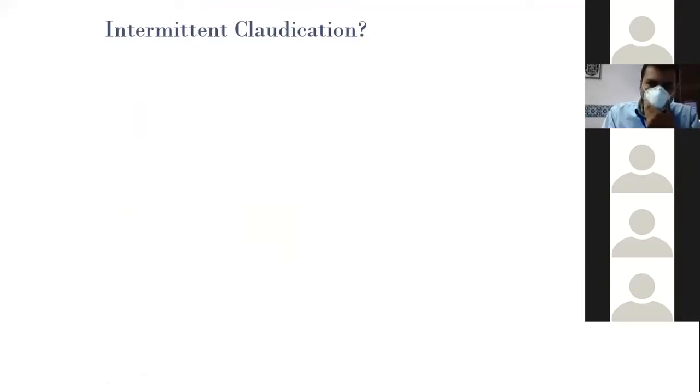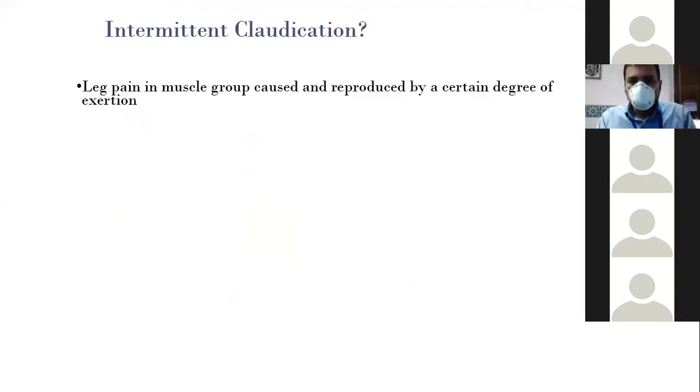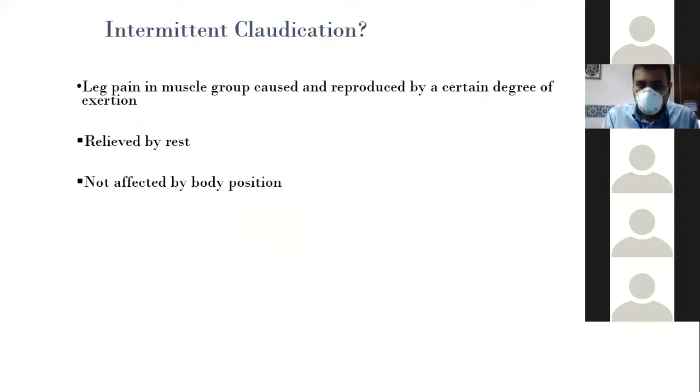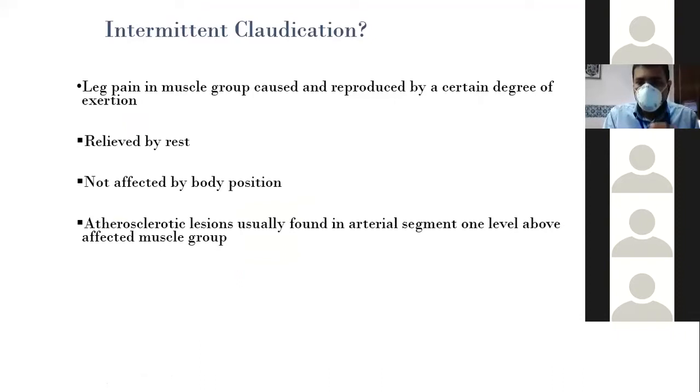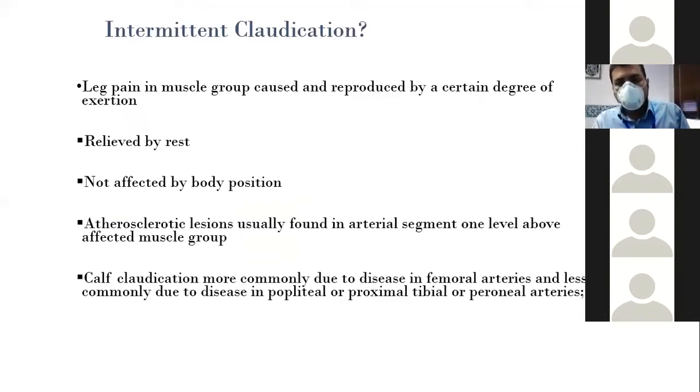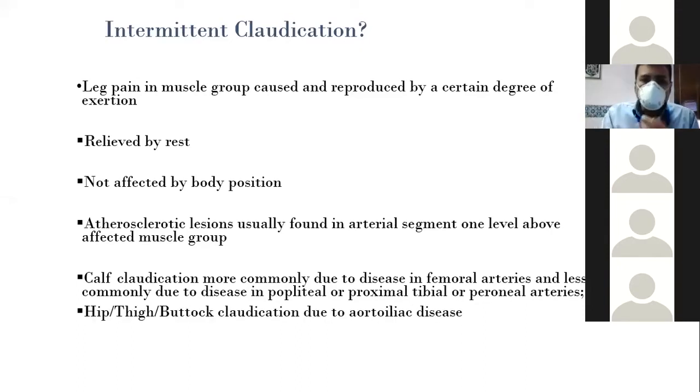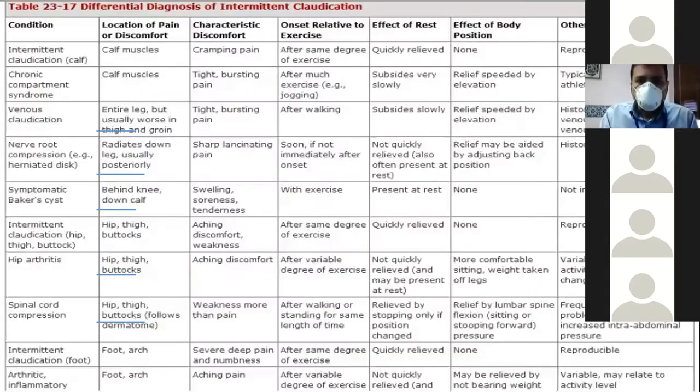Because I see some of the interns and juniors with us, I will say intermittent claudication is a leg pain in the muscle group produced by exertion that is relieved by rest, not affected by body position. Usually the arterial segment is above the muscle group. For example, if the superficial femoral artery is involved, the calf muscles are involved; if infrapopliteal, it is foot pain; and if aortoiliac, there is buttock pain. But this presentation may be atypical also.